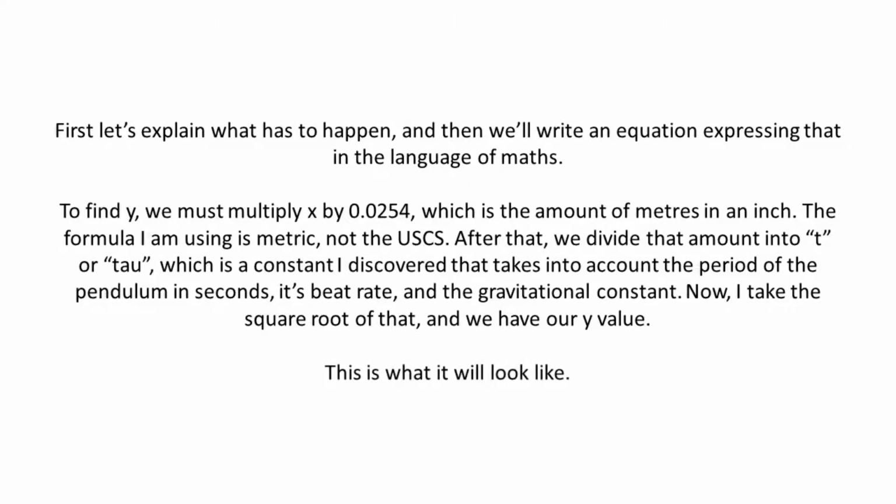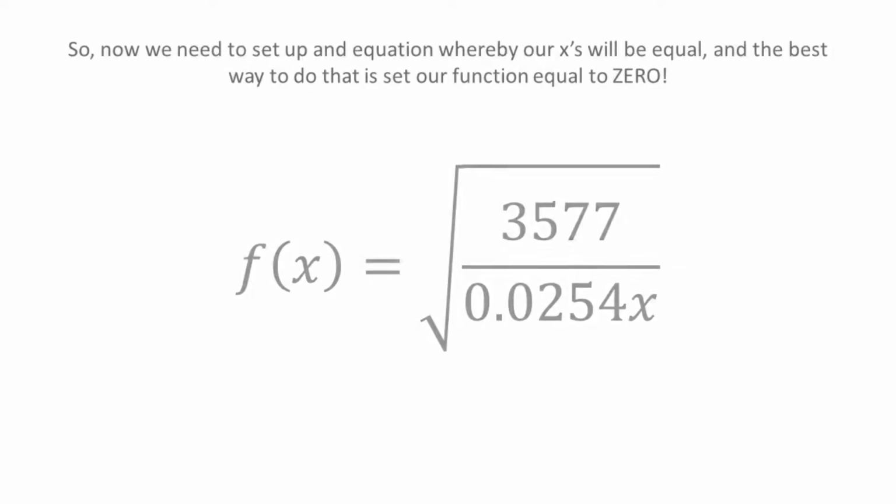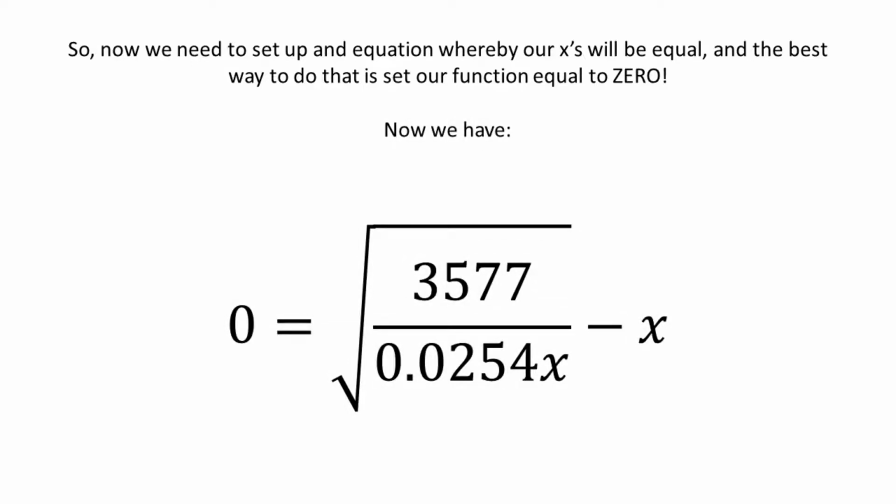This is what it will look like. So we have the function of x equaling the square root of 3577, which is tau, over 0.0254x. So now we need to set up an equation whereby our x's will be equal. And the best way to do that is to set our function equal to 0. So now I have gone ahead and taken our square root, and we're going to subtract the x.